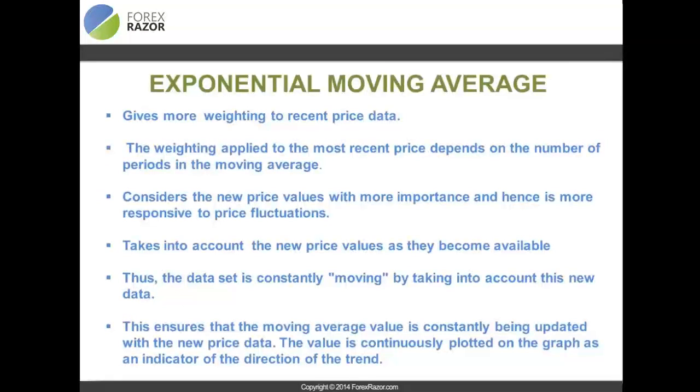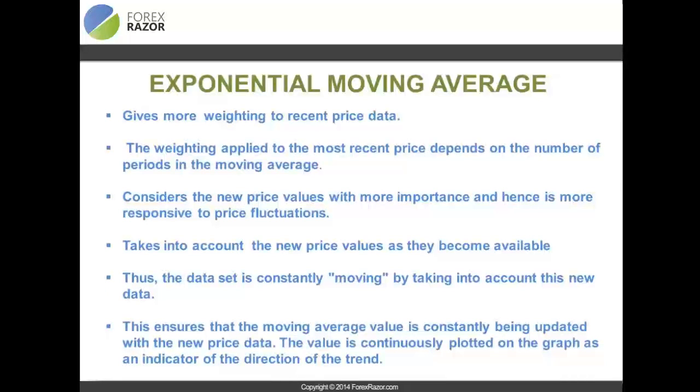Next we have the exponential moving average. The prime difference between the exponential moving average, which is also known as the EMA, and the simple moving average is that while the simple moving average gives equal weighting to all price values, the exponential moving average, on the other hand, gives more weighting to the recent price values and lesser to the older ones. These weightings depend upon the number of periods in the moving average.